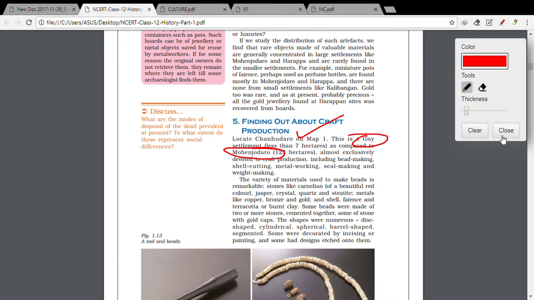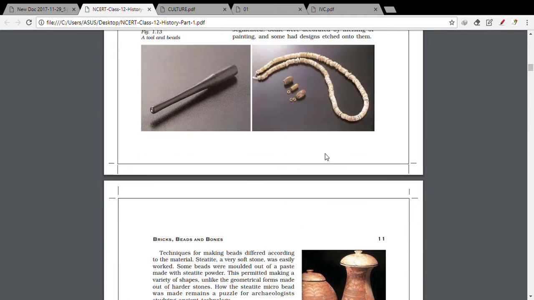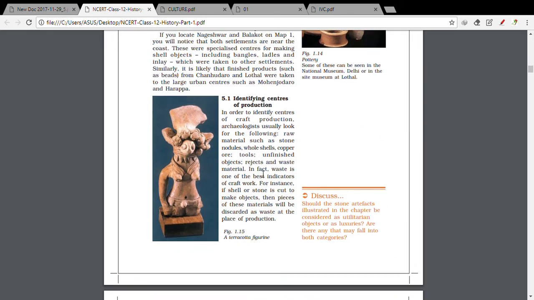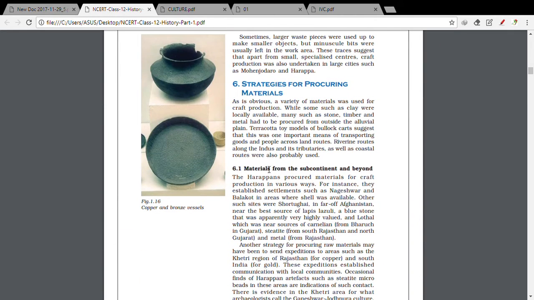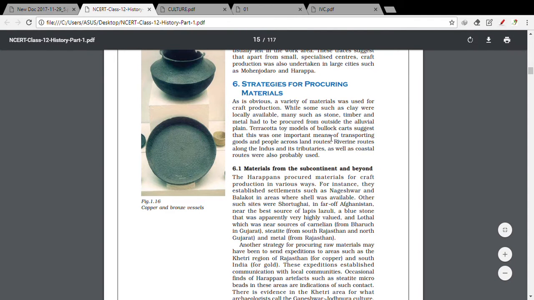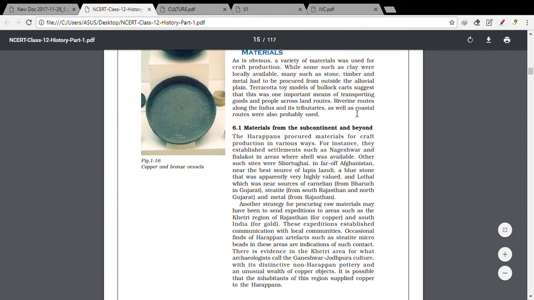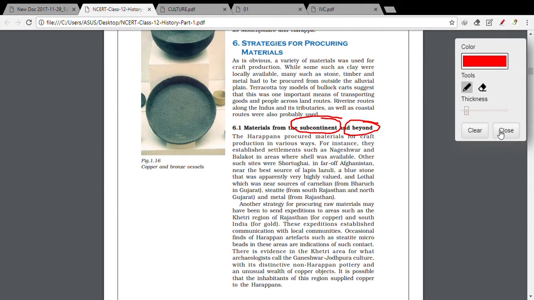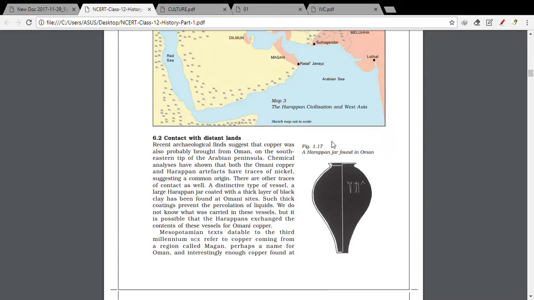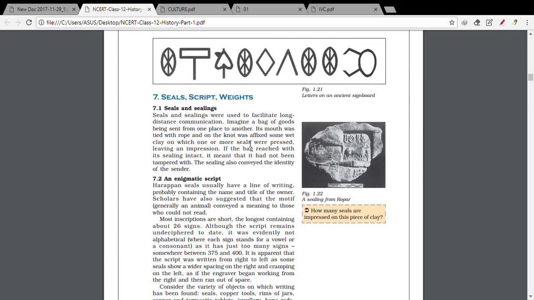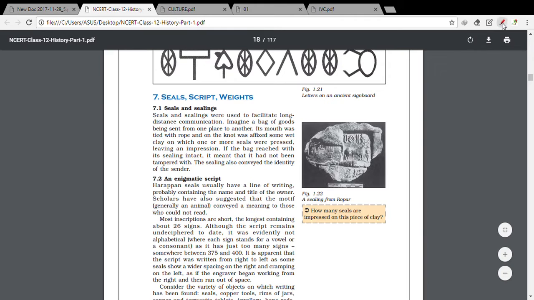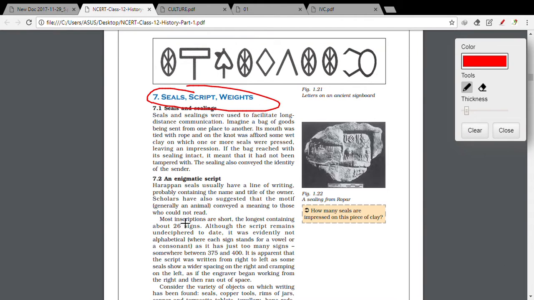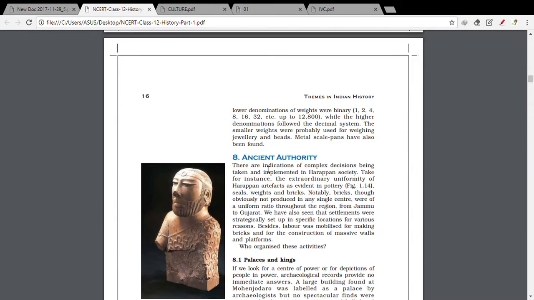They are talking about some small settlements and some big settlements. The small settlements sometimes were used as manufacturing hubs or manufacturing centers during that time, and they have also identified the centers for the production of goods. They have also talked about strategies for procuring the materials. The material used to be procured from the subcontinent and also from distant lands like Oman and the Middle East. They're also talking about seals, scripts, and weights, which are 3 important aspects of the Harappan civilization. And the writing style, the literacy, everything is talked about here.